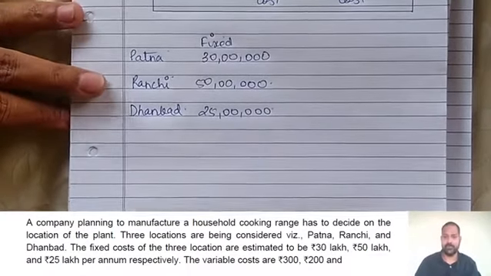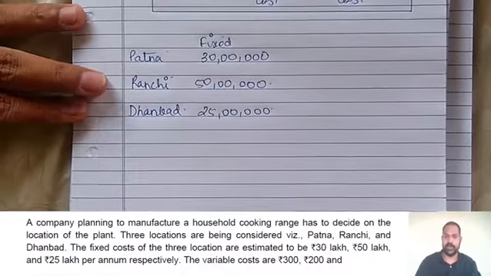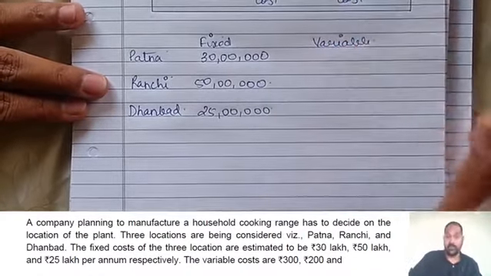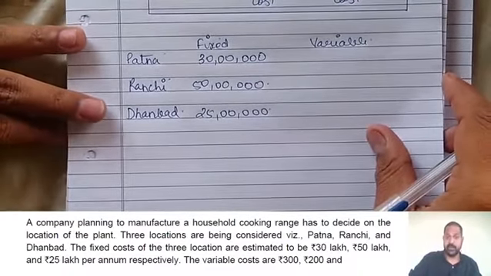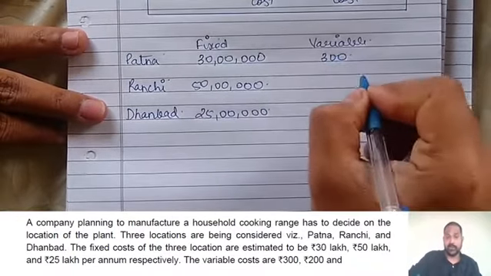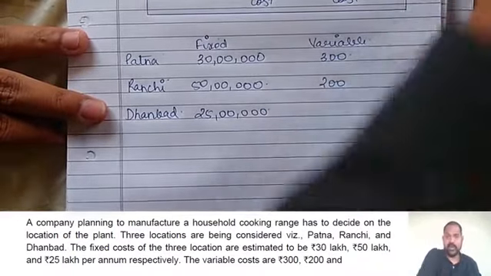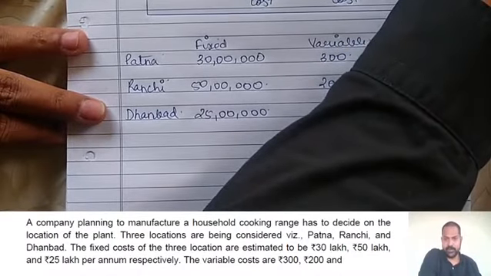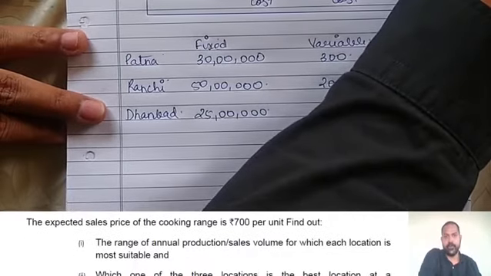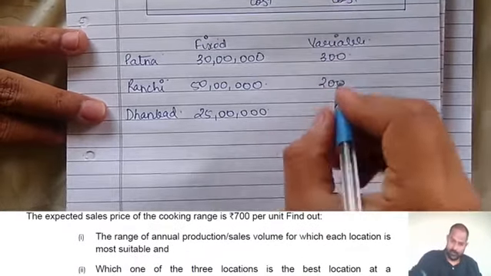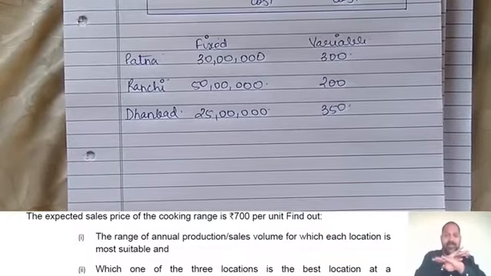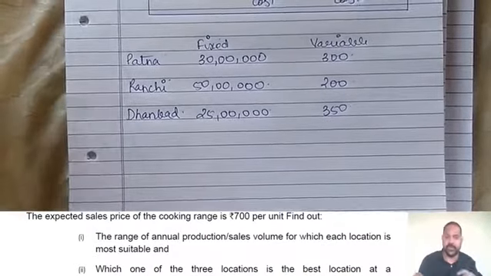Then produce in Dhanbad. No, I understand, but there's another problem with it. There are variable costs involved. What are the variable costs? The variable cost in Patna is 300. The one in Ranchi is 200. And Dhanbad has been missing from here. Dhanbad is 350 rupees.